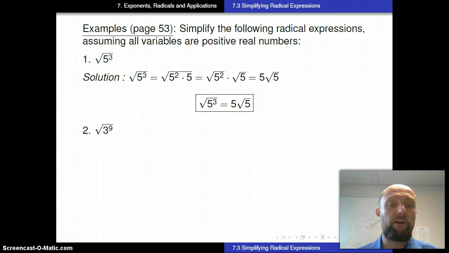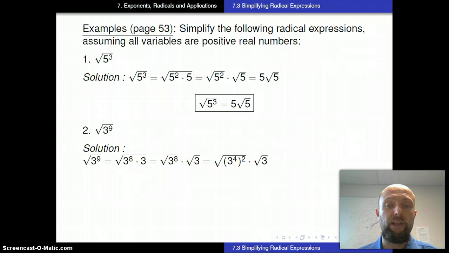Question 2. The square root of 3 to the 9th. We rewrite 3 to the 9th as a product of two factors, one of them being the largest square in 3 to the 9th. So we rewrite 3 to the 9th as 3 to the 8th times 3. This is the largest even exponent less than or equal to 9. Then we use the product rule. And now we can simplify the square root of 3 to the 8th.